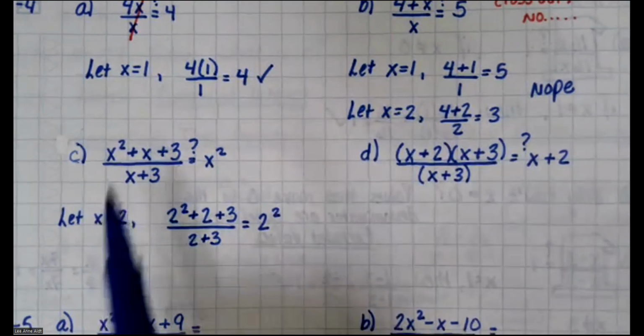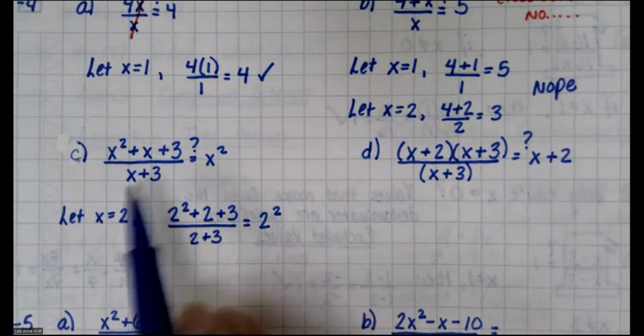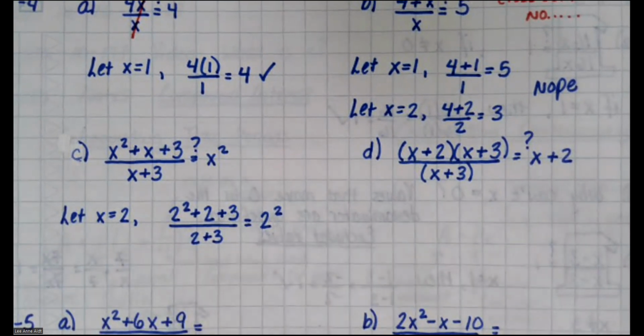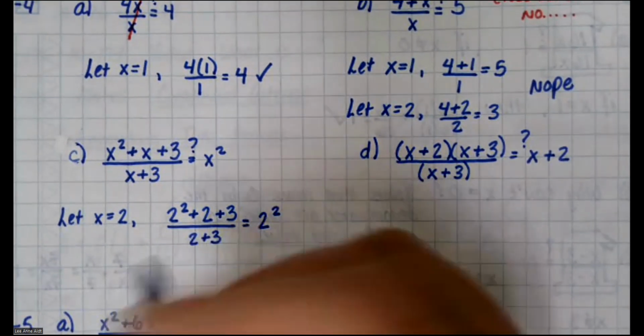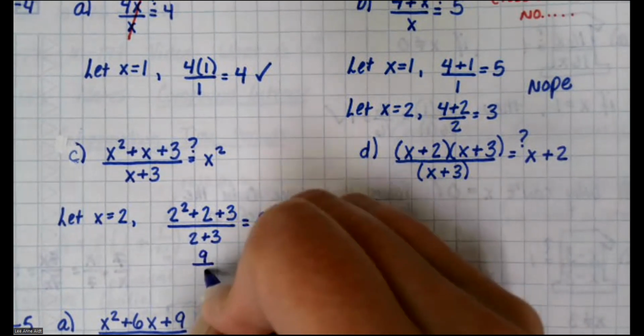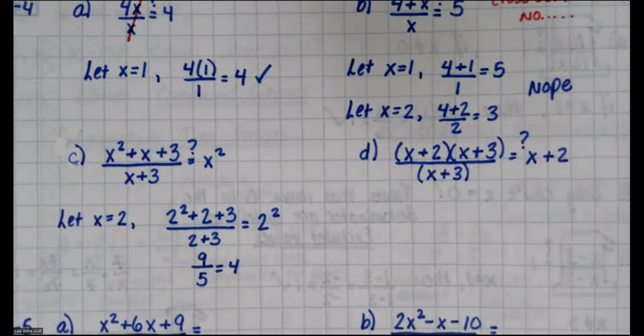Okay, so this is the question we're asking ourselves. So I plugged 2 in here, here, here, and here. And what would the top be? 4 plus 5 is 9 over 5 equals 4. As far as you know in your math career, does 9/5 equal 4? No.